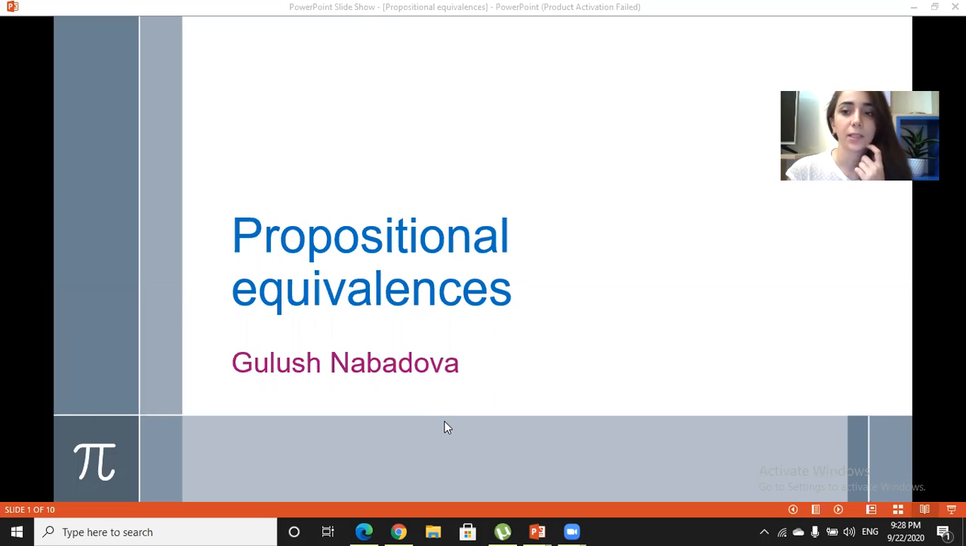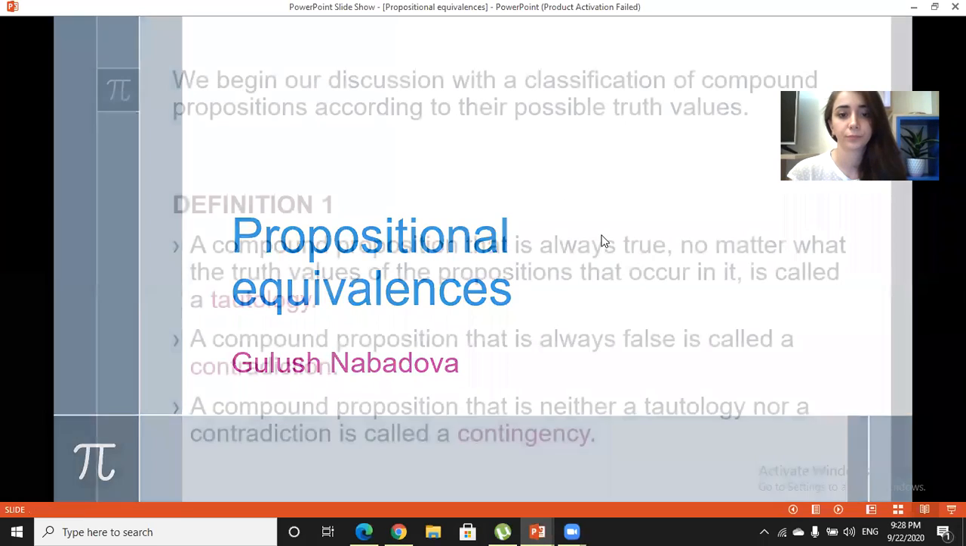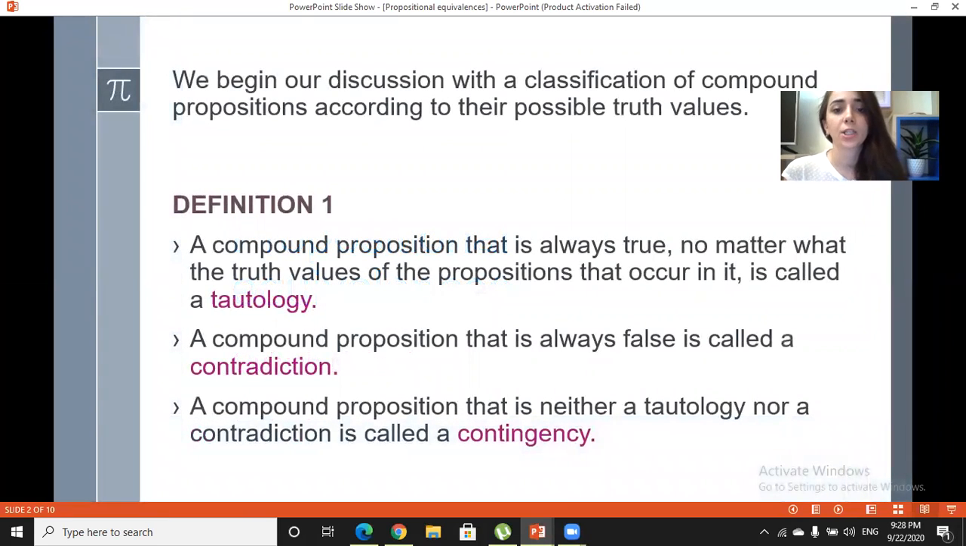Propositional equivalences. This is about discrete mathematics. We begin our discussion with a classification of compound propositions according to their possible truth values. A compound proposition that is always true, no matter what the truth values of the propositions that occur in it, is a tautology. If a proposition is always true, it's a tautology.